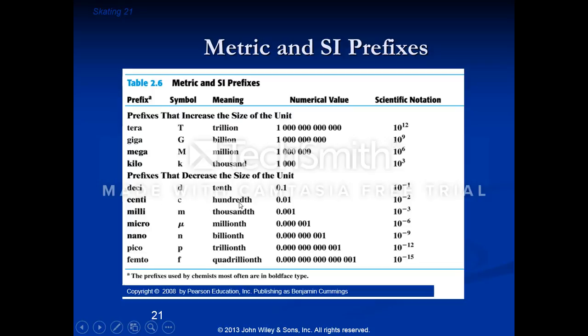Centi meaning hundredth, like centimeters, represents the scientific notation of 10 to the negative second power. So there's 10 to the negative second power meters in a centimeter, or 0.01 meter in a centimeter. Similarly, you're probably familiar with the metric prefix kilo. So kilo means 1,000, so a kilometer is 1,000 meters.